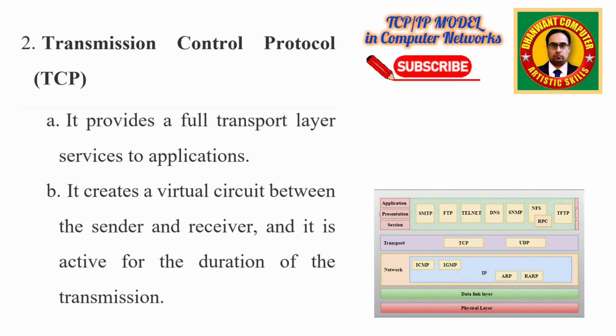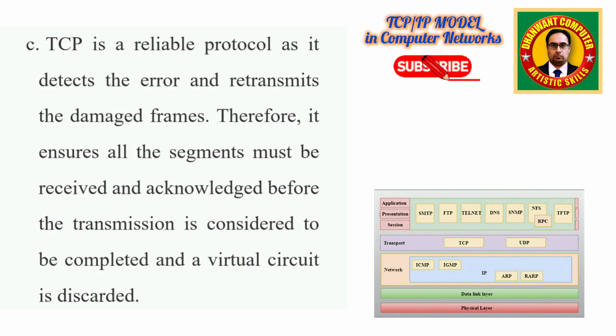B. It creates a virtual circuit between the sender and receiver, and it is active for the duration of the transmission. C. TCP is a reliable protocol as it detects the error and retransmits the damaged frames. Therefore, it ensures all the segments must be received and acknowledged before the transmission is considered to be completed and a virtual circuit is discarded.